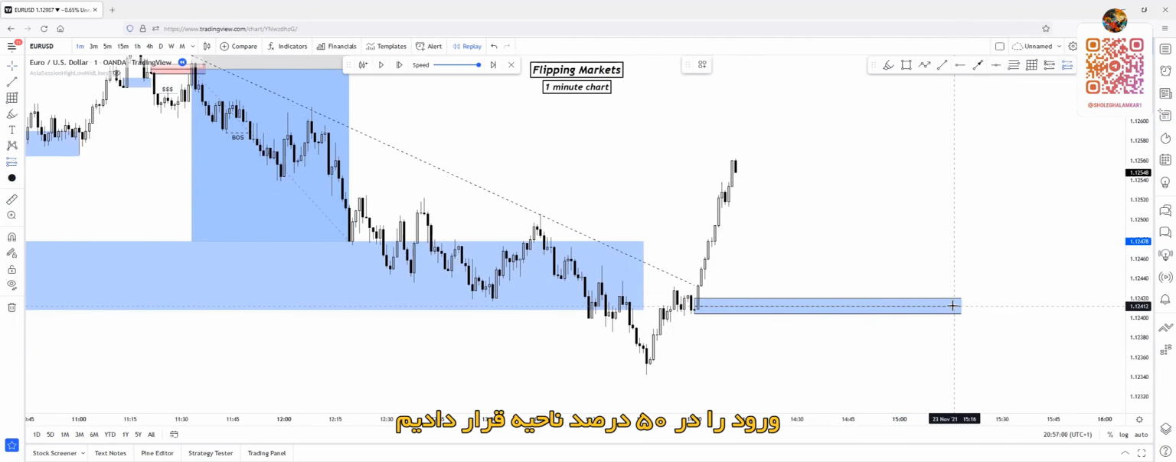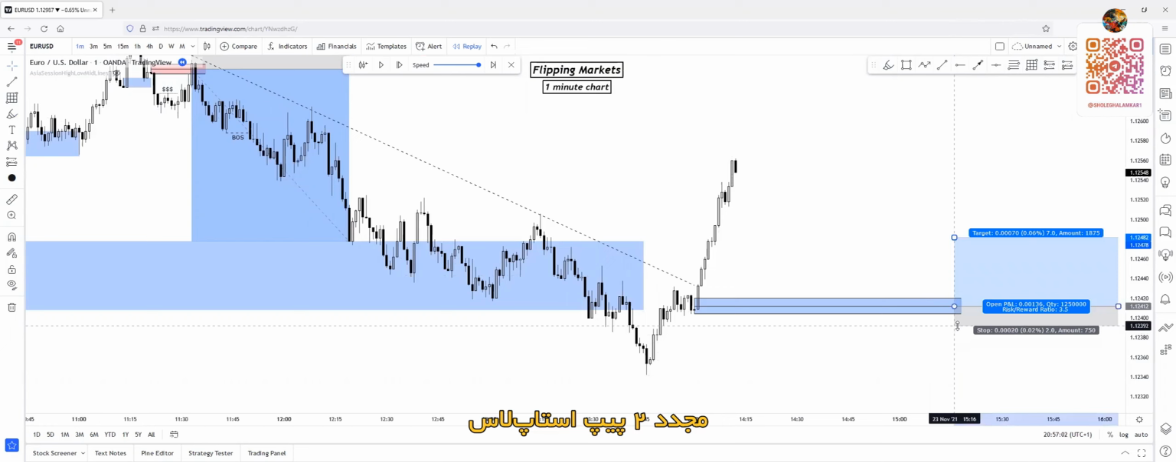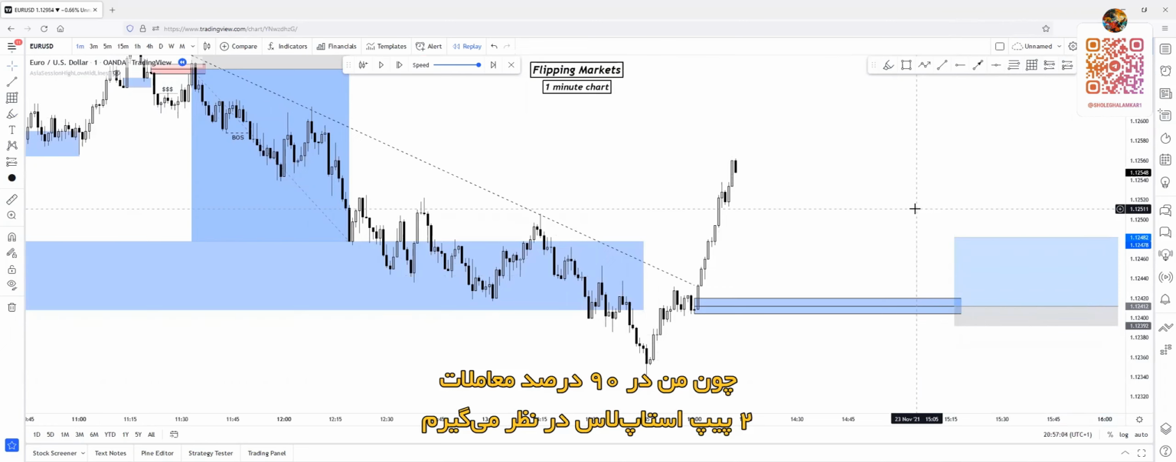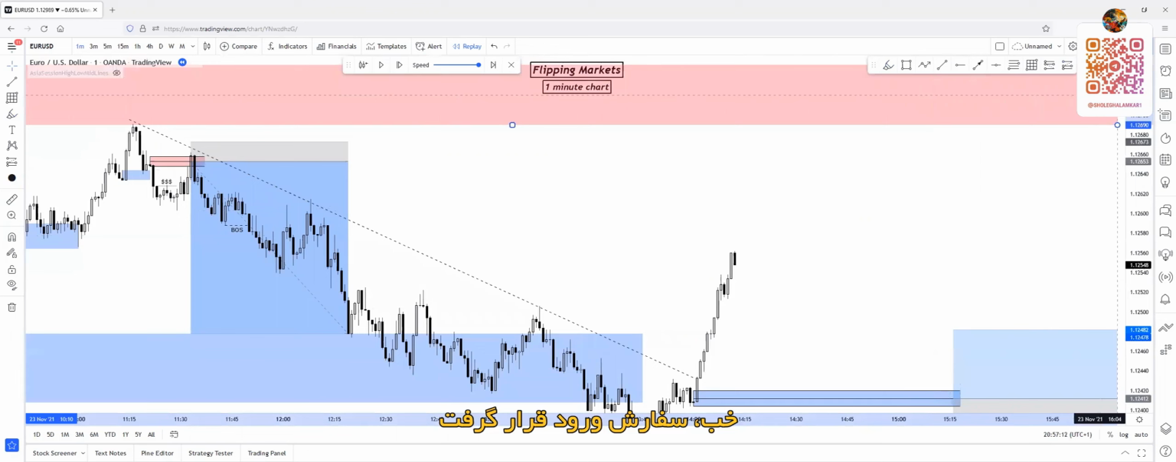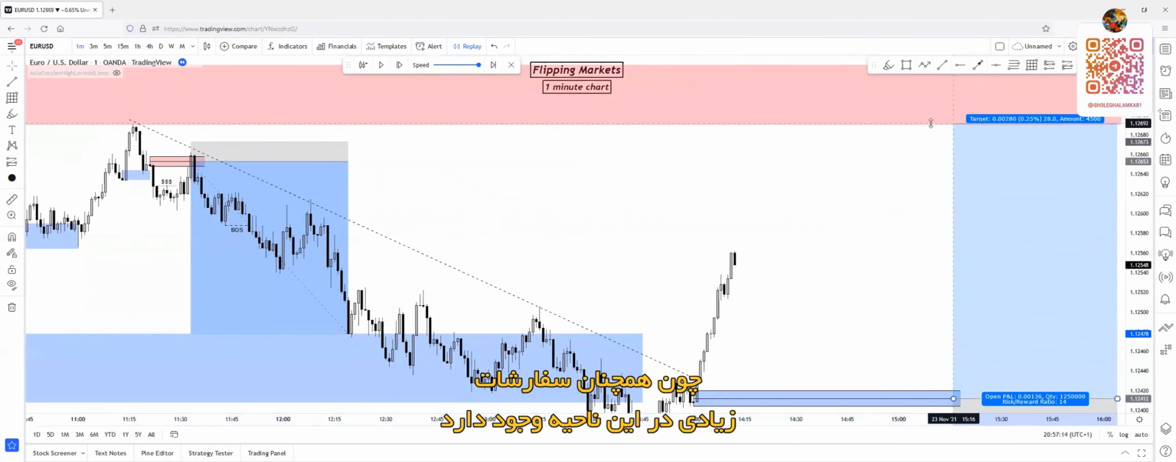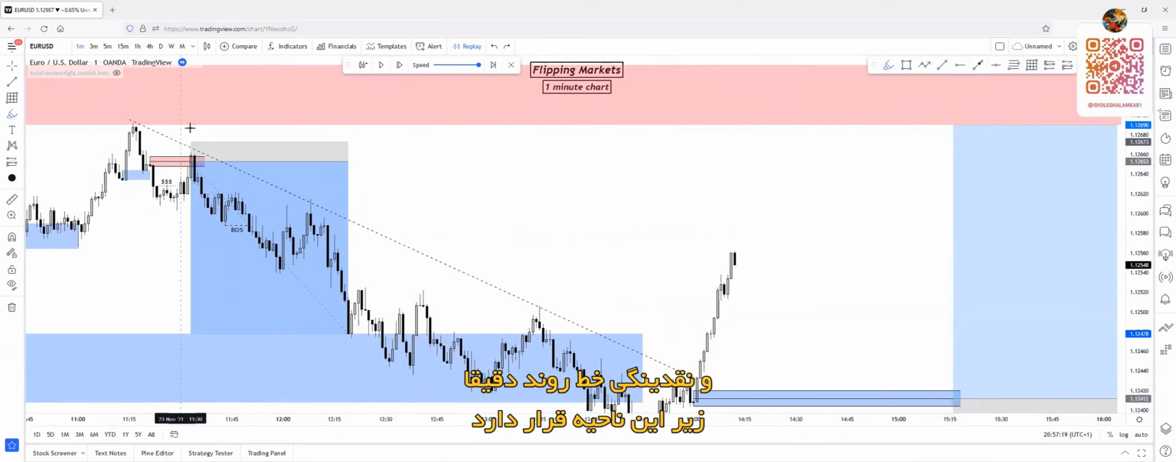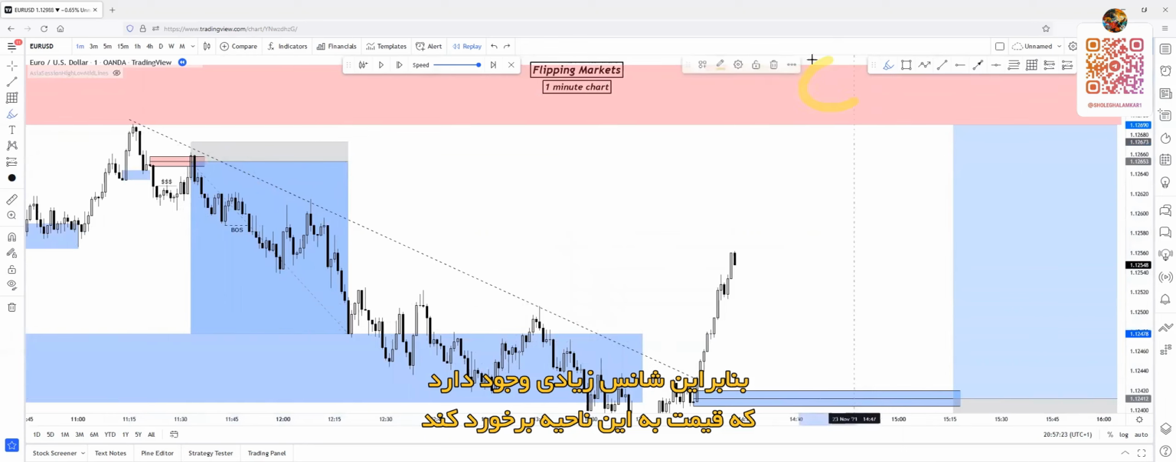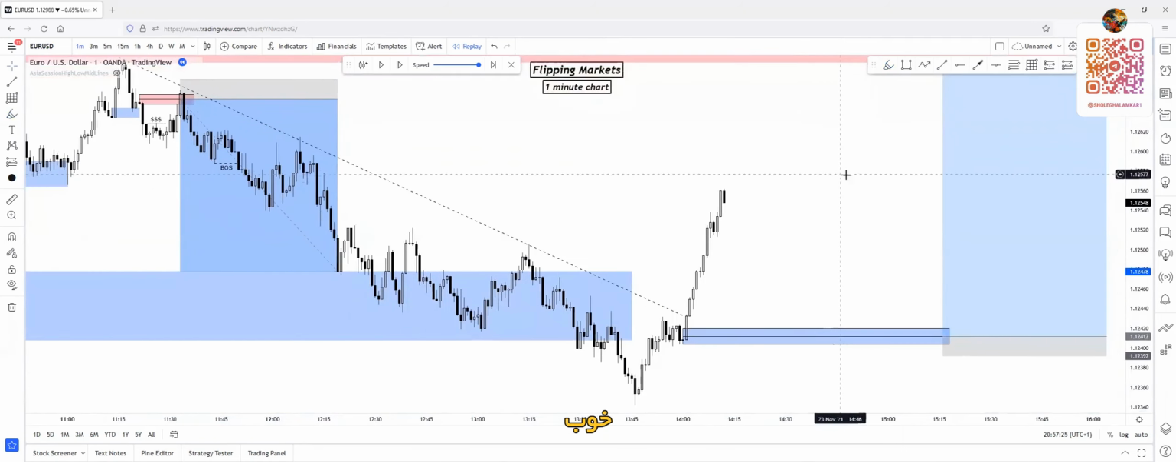50% entry set, 2 pip stop loss again, because I always use, not always, but 90% of the time I use a 2 pip stop loss. So it has just been set. I will aim for this zone because, as I said, there are still loads of orders sitting on this zone, and the liquidity trend line is just above this zone. So price has a really great chance to tap this zone. Okay, so our limit order has been set. Let's wait for price to tap this zone.